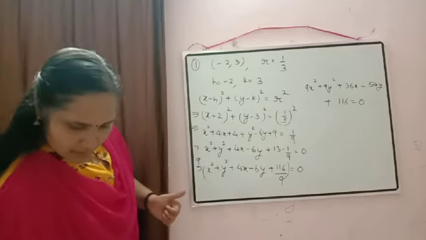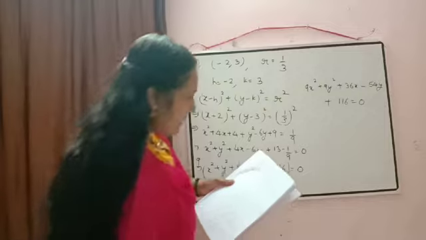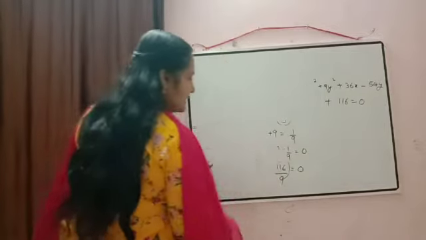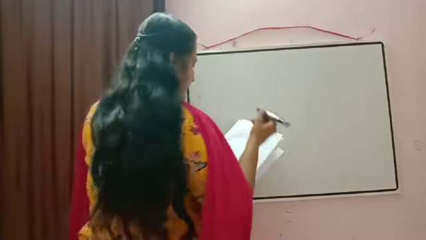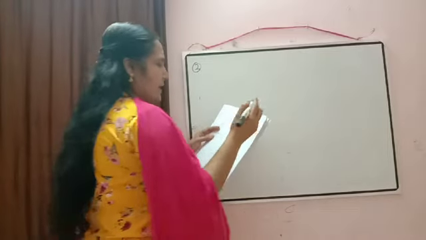Okay. Now next question, same type only. Center is given 1 by 3 comma 2 by 5. So we have the center (1 by 3, 2 by 5) and radius is equal to 1 by 10, the second part here. So shall I write directly there?